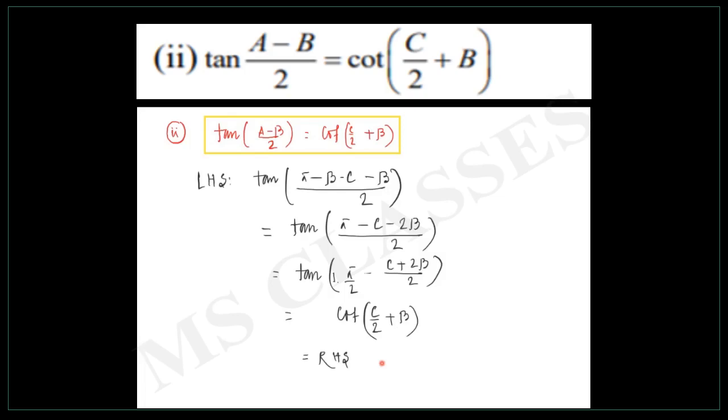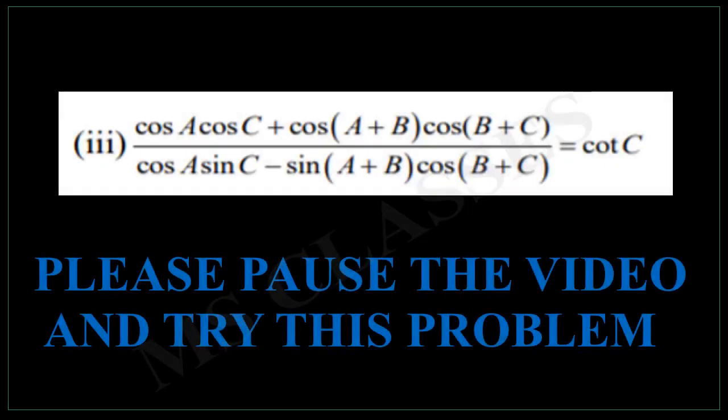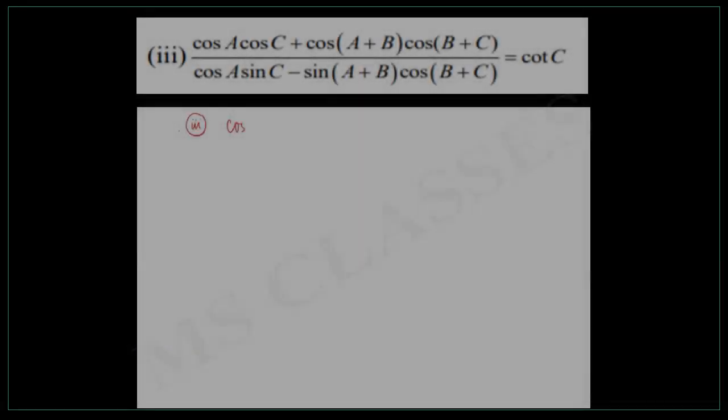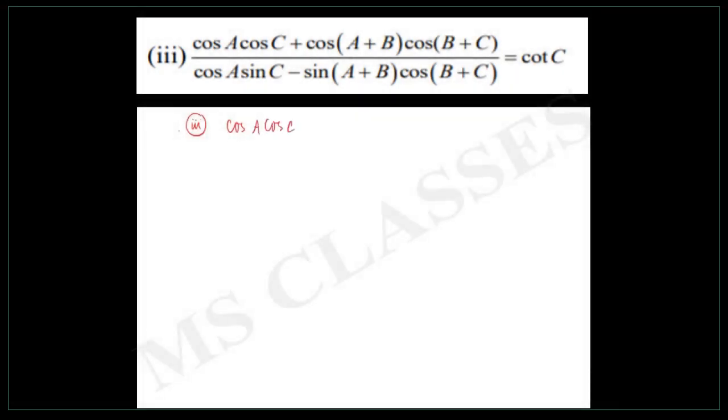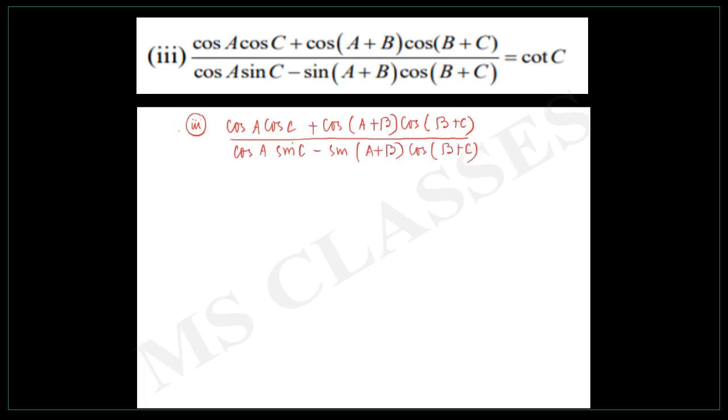Hence, cos A cos C plus cos (A plus B) into cos (B plus C), whole divided by cos A sin C minus sin (A plus B) into cos (B plus C). Now we have to prove that this is equal to cos C.